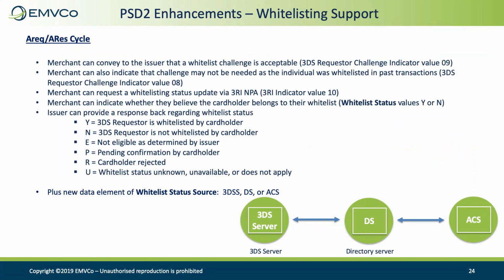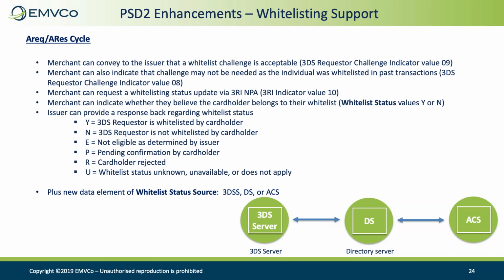Talk a little bit more about the whitelisting support. I'll take you through the various flows of 3D Secure messaging. In the AREC-ARES cycle, the merchant can convey to the issuer that a whitelist challenge is acceptable via the use of the 3DS requester challenge indicator with a value of 0.9. The merchant can also indicate that challenge may not be needed as the individual was whitelisted in past transactions via the use of the 3DS requester challenge indicator, value 0.8.